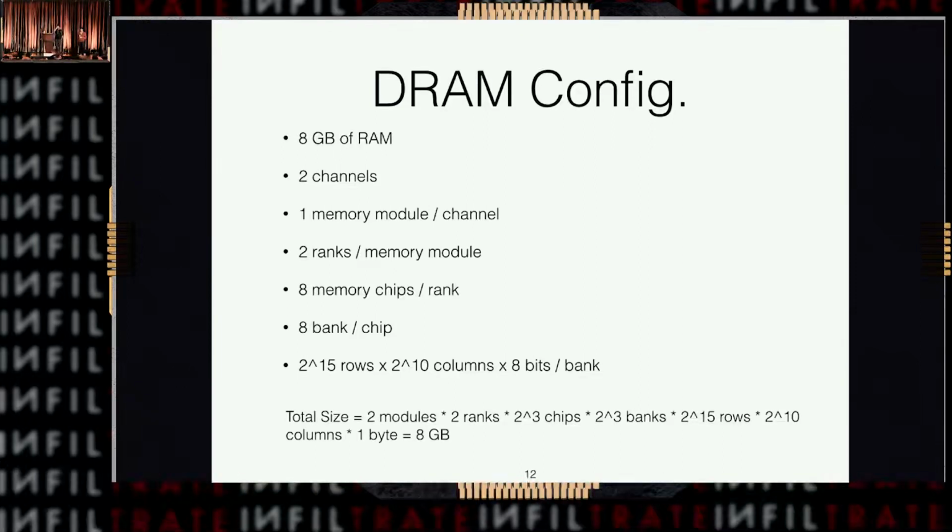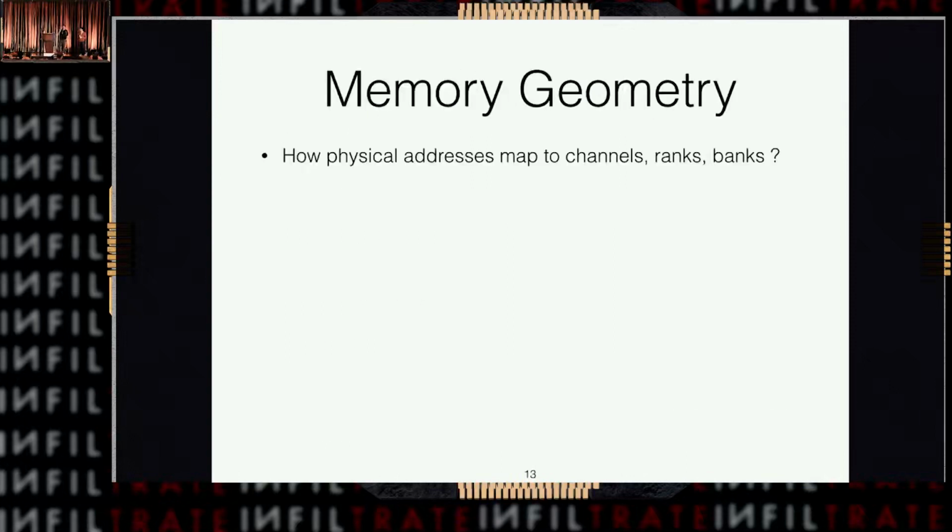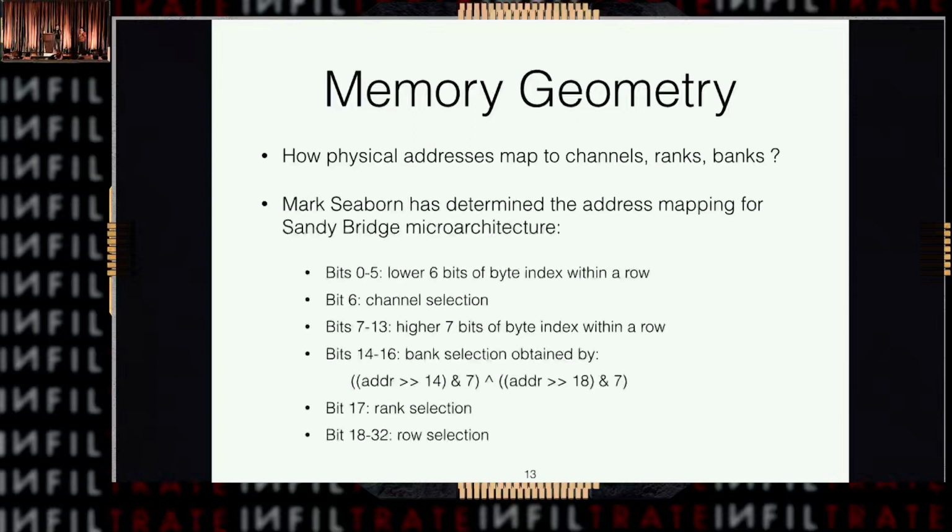And now, when the CPU requests a read or write operation on 1 byte of memory, the memory controller is in charge of fulfilling this request. The memory controller will use the physical address to select the channel, the bank, the rank, the row, and so on. And Mark Seaborn has identified this mapping for Sandy Bridge, and this mapping matches the configuration I gave in the previous slide.